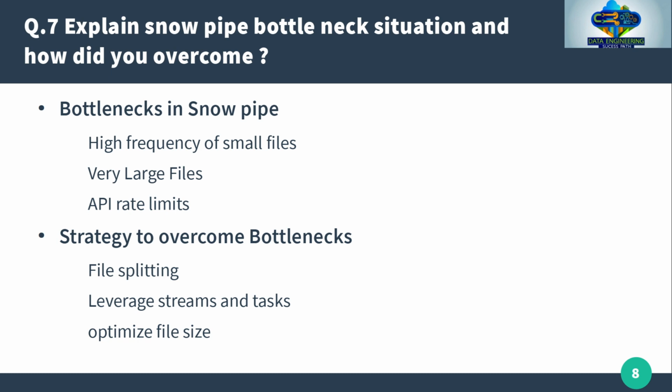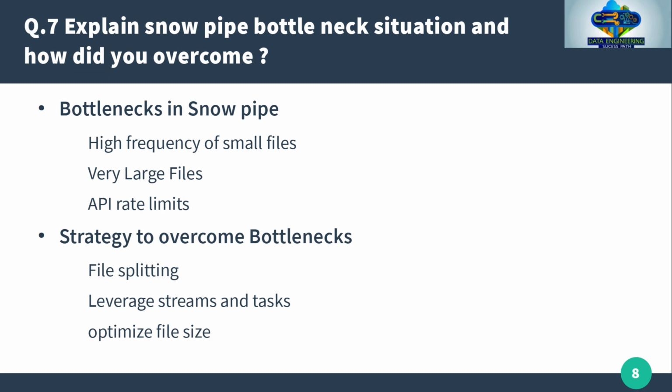We need to split large files. For very large files, consider splitting them into smaller, more manageable sizes. This can be done before the files are uploaded to the staging area, ensuring that each piece can be processed quickly and efficiently. And we need to optimize the file size. So follow Snowflake's recommendations for file size, typically between 10 MB and 100 MB after compression, so that we can achieve an optimal balance between file handling overhead and processing efficiency.